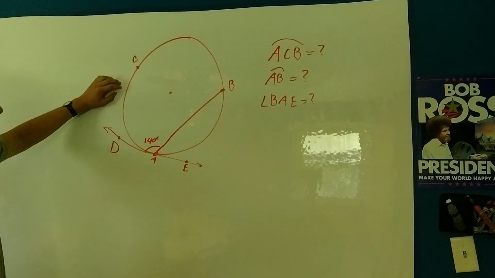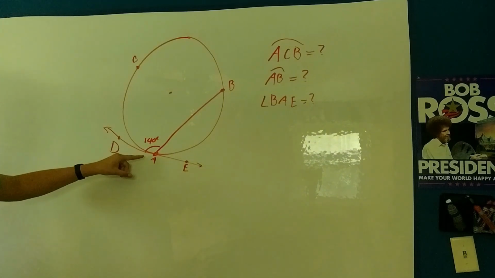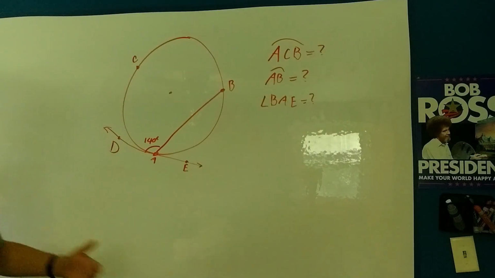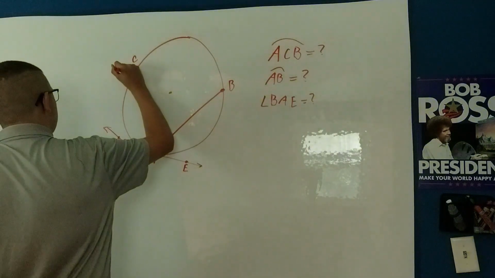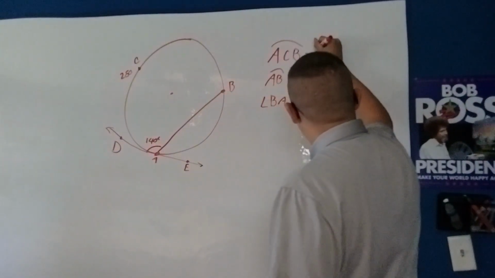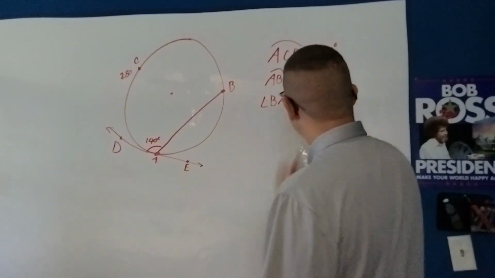Okay, first we're going to find this. We know that this is going to be twice this. So what is 2 times 140? That's 280. So we know this is 280 degrees.